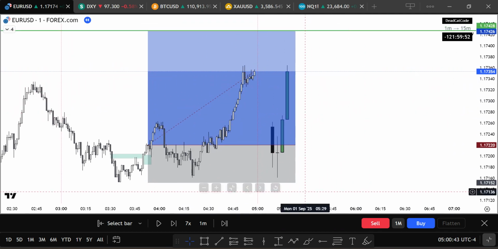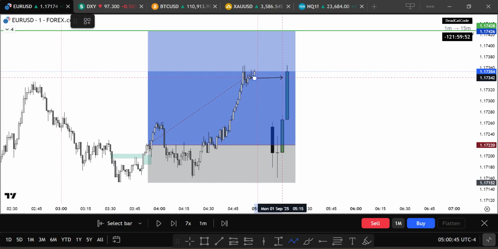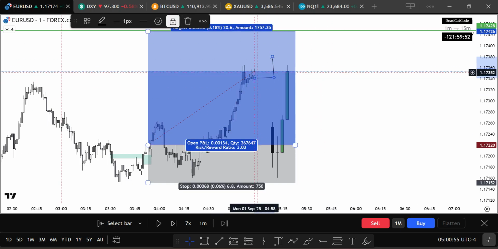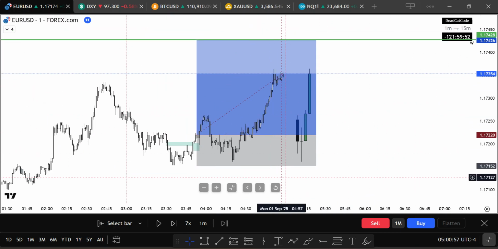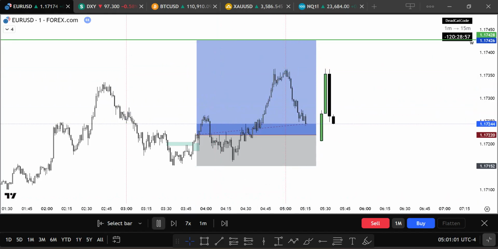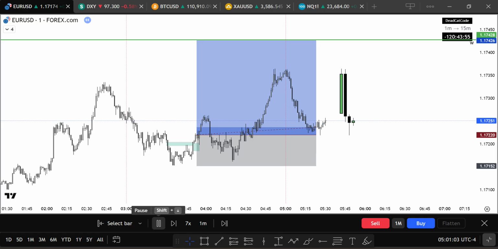Because there are 5 a.m. candles, maybe price will sweep this high and again go down, and maybe the next 9 a.m. candle will continue to push up to complete this drawdown liquidity. So this is the trade, and you can see after the 5 a.m. candle, price just dropped down, and my break even got hit.